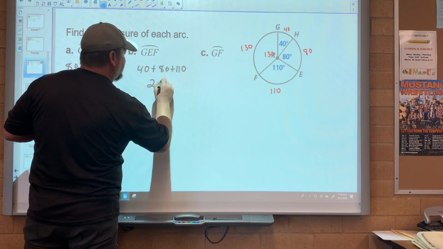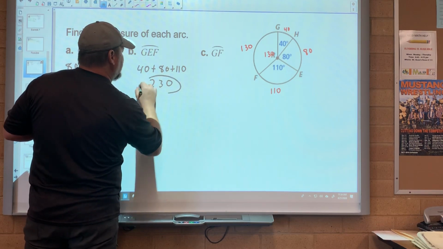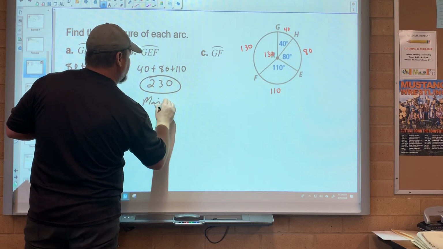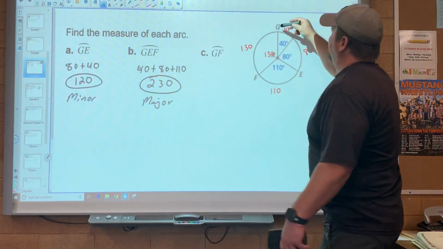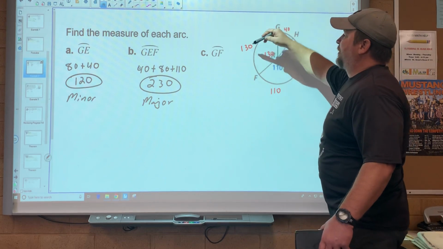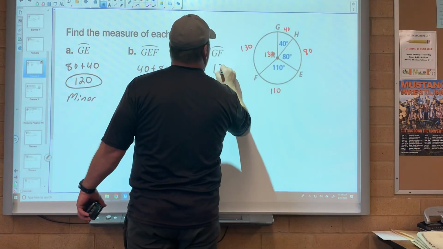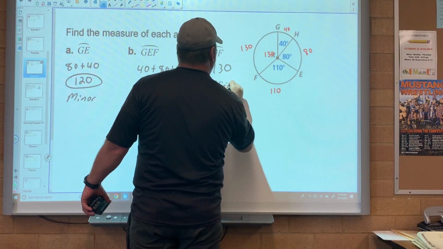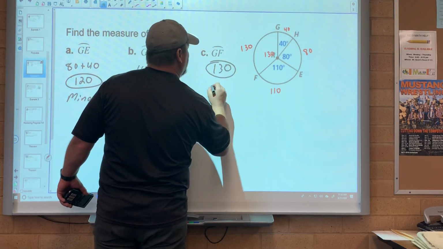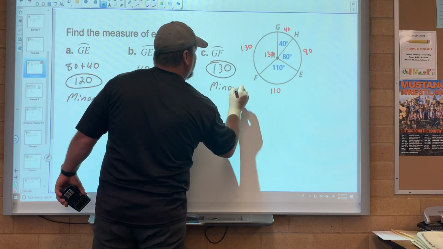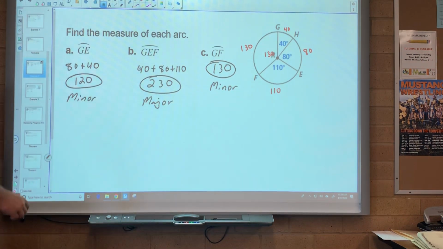Which is major. And then G to F. G to F, the shortest distance, that's just 130. It's minor. For some reason my pen won't write. And that's it. Okay, you guys?